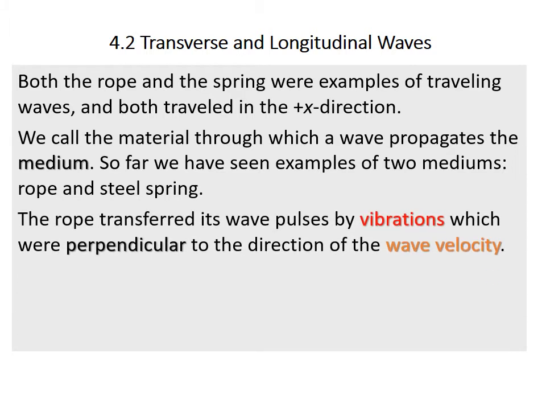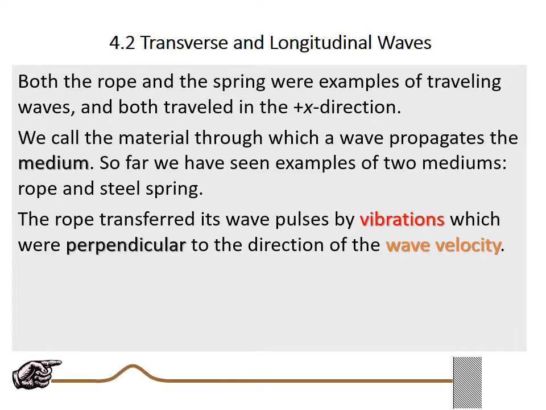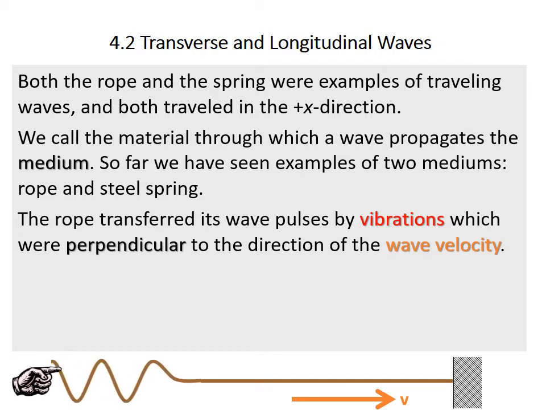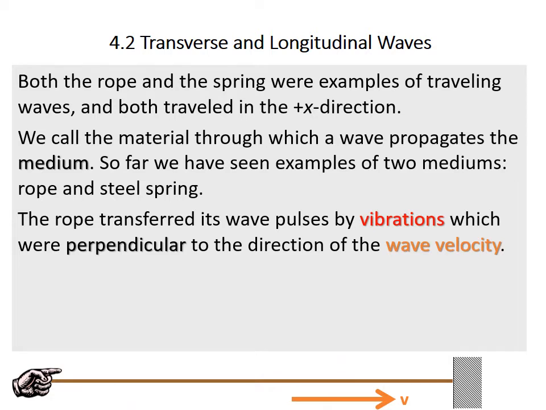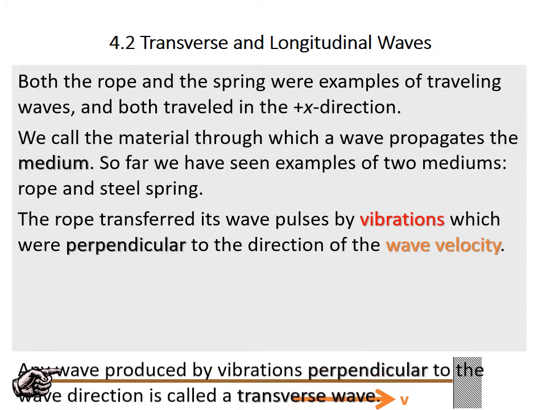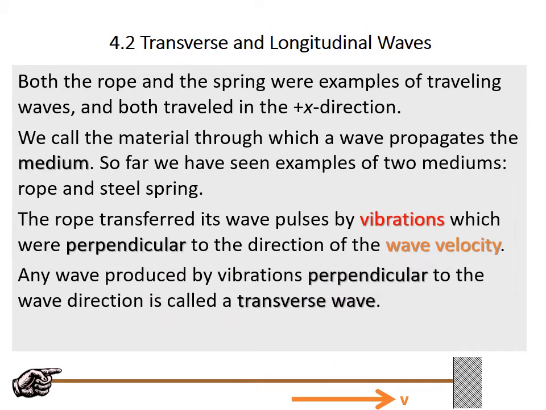Now the rope transferred its wave pulses by vibrations which were perpendicular to the direction of the wave velocity. So let's pulse this wave again, and you can see that as the wave travels to the right, the particles making up the rope are displaced up and down. So any wave produced by vibrations that are perpendicular to the direction of motion is called a transverse wave.